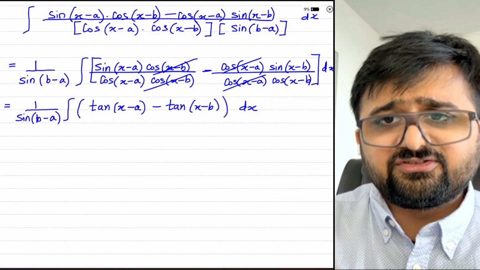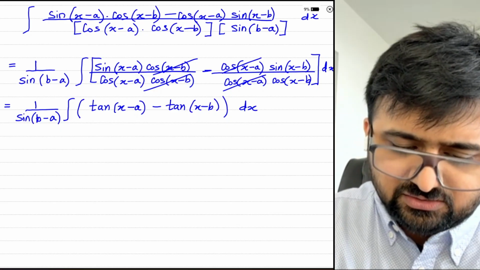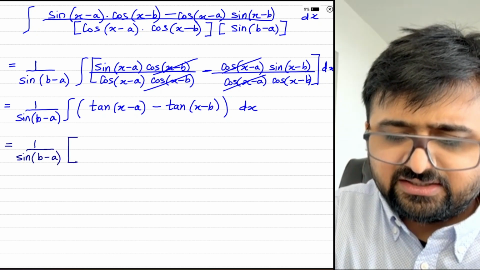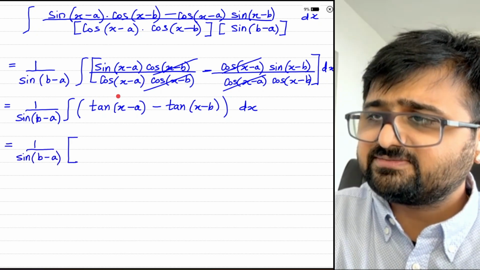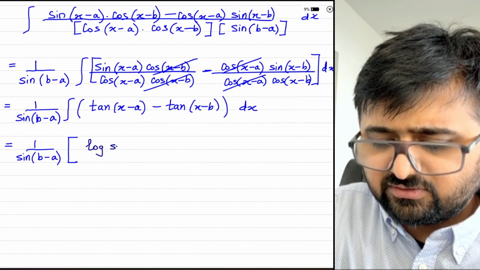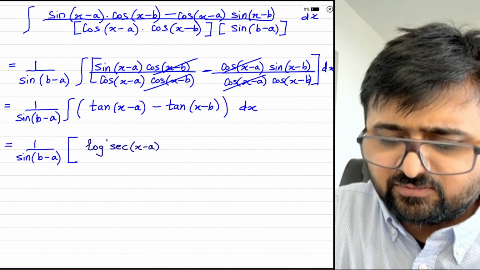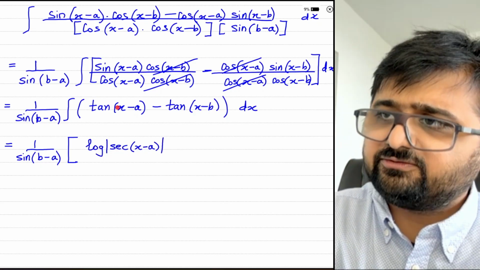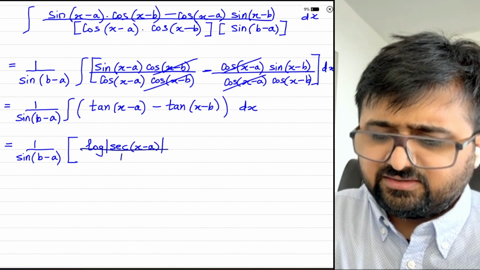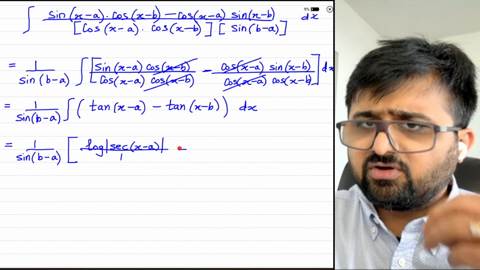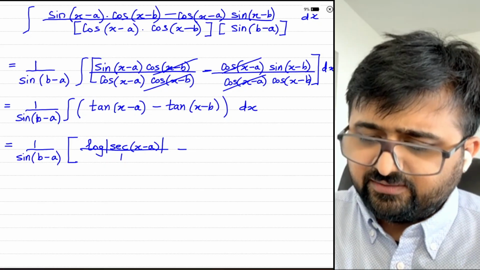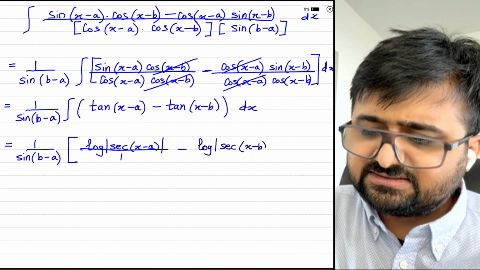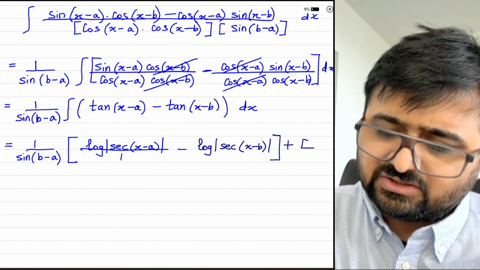Now we know the integral of tan x is log of sec x. So now this will become 1 over sine(b minus a). I'll put a bracket. The integral of the first term, tan(x minus a), is nothing but log of sec(x minus a). I can put log mod because it cannot be negative. So log mod sec of (x minus a). The coefficient of x is 1 over here, so you can divide by 1, or it doesn't matter because it's anyway 1. Remember in integral we always divide by the coefficient of x. In this case it is 1, so it doesn't matter. Minus the integral of tan(x minus b), which is log mod sec(x minus b). I'll close the bracket. Let's add the constant of integration.